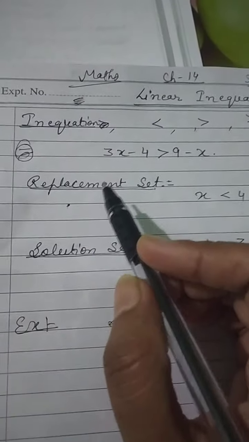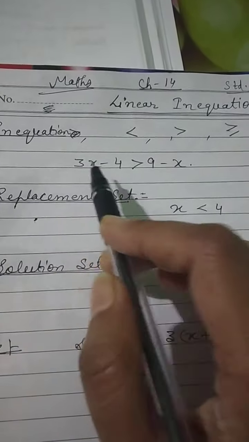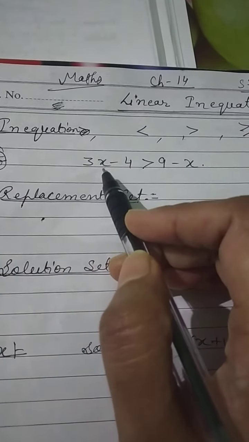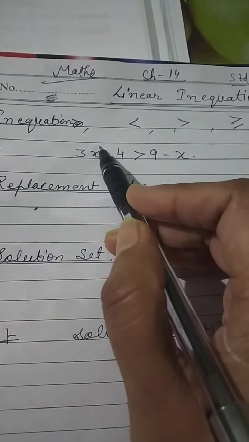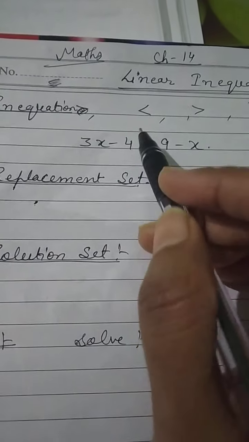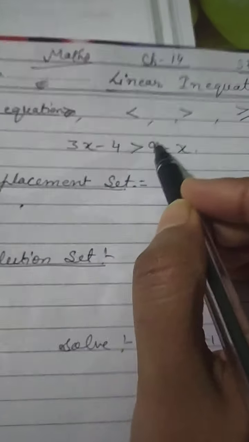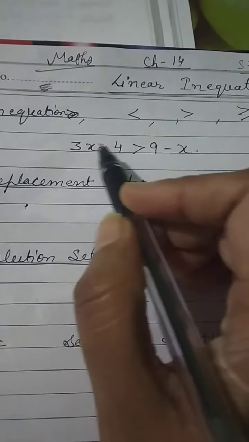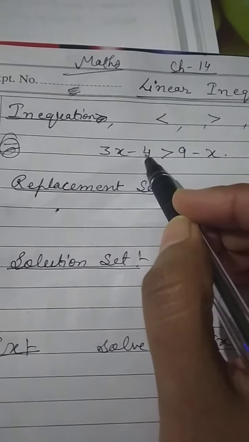Okay. So take one example of a linear inequation. Linear means a single variable whose exponent is 1. Okay, and inequation means the sign of inequality. So 3x minus 4 is greater than 9 minus x. This is a linear inequation.